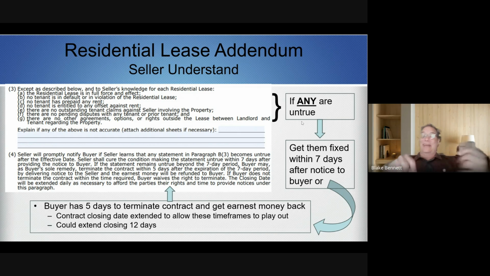Get them fixed. And it's probably not a bad idea to ask the seller beforehand, if there is a residential lease, do any of these apply? If they do, get them solved even before you go under contract, even before you list. If something happens to be not true, you've got 7 days after notice to buyer to get them fixed. Buyer has 5 days to terminate the contract and get their earnest money back if you don't get these fixed. And this can extend closing up to 12 days. Y'all, this is probably old hat to y'all, but I want to make sure and stress it.